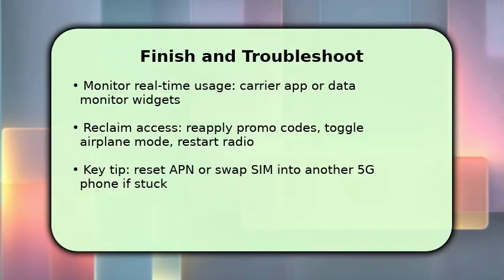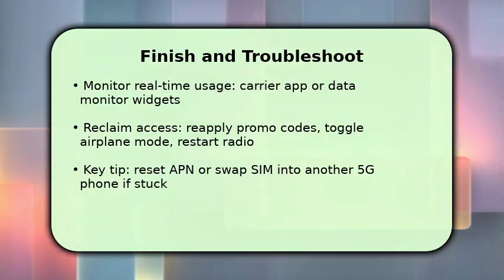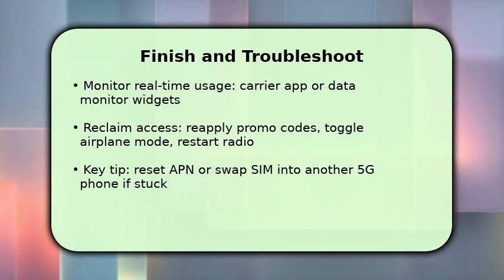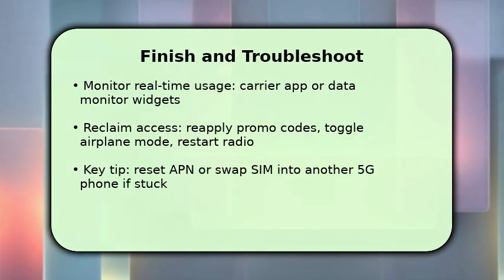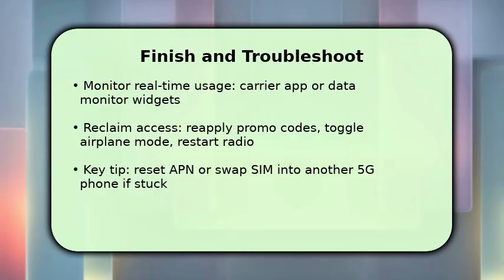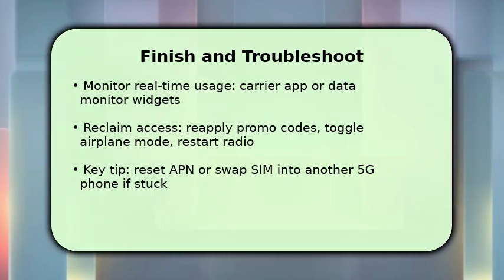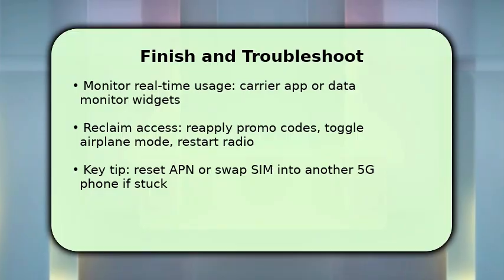If problems persist, reset the APN to defaults or place the SIM in another 5G phone to isolate device provisioning. This single troubleshooting step solves most registration and band issues.